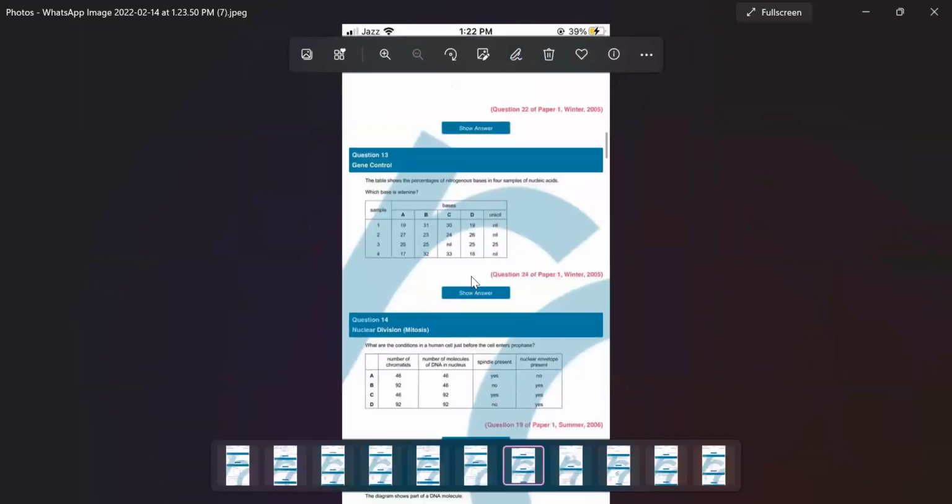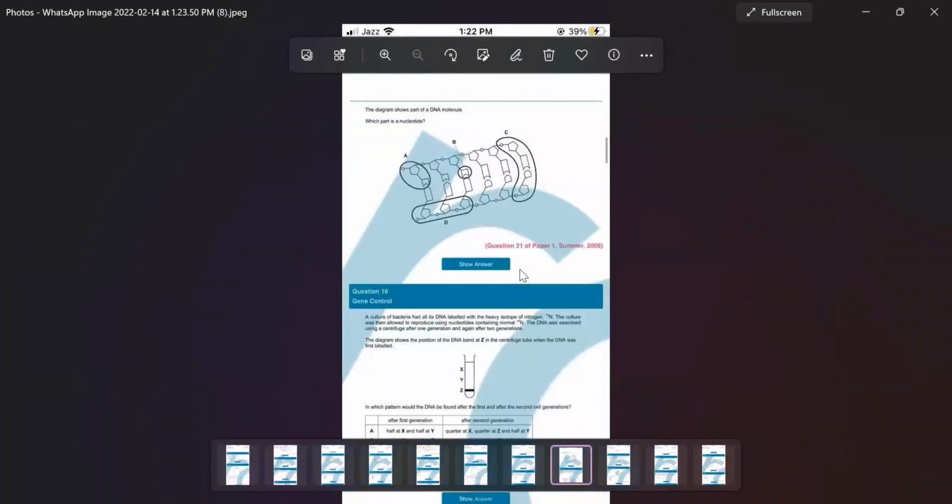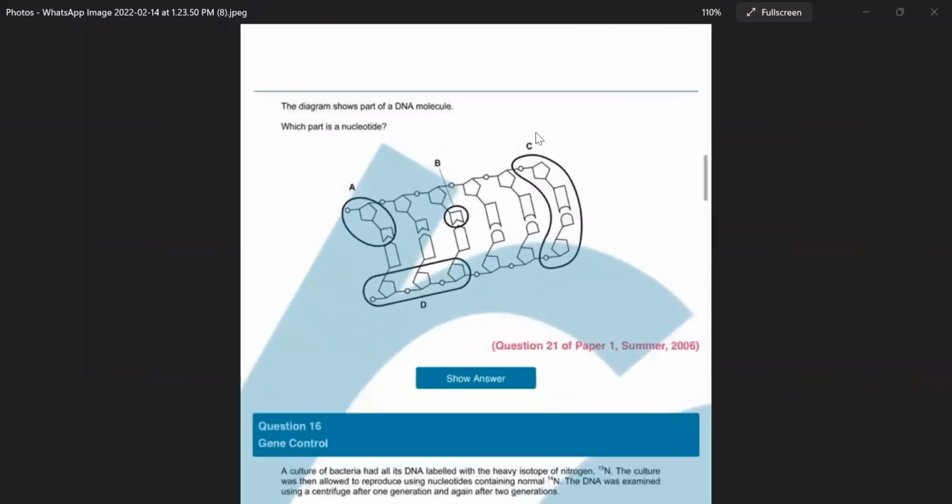Let's see the next question. This question was also sent in by Tanya. She didn't understand it initially before we had the lecture, so let's see what's difficult about it. The diagram shows part of a DNA molecule. Which part is a nucleotide?